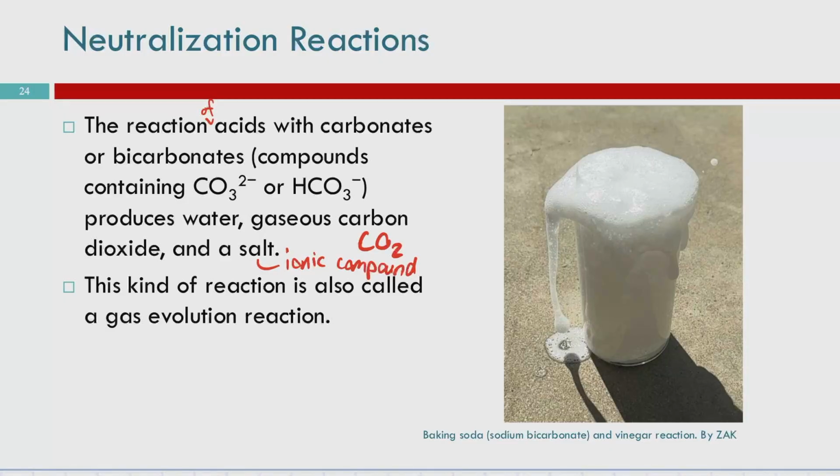This kind of reaction is also called a gas evolution reaction, which is just a gas producing reaction. That's what the evolution part here means. The gas that we're forming is the CO2.